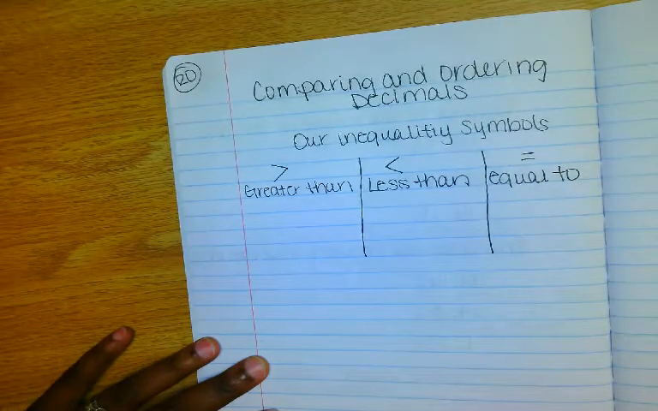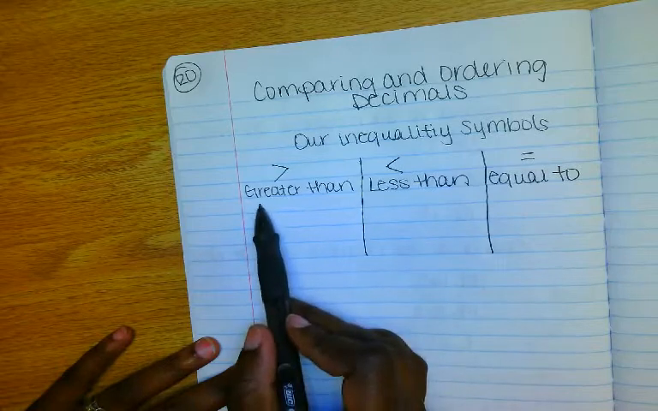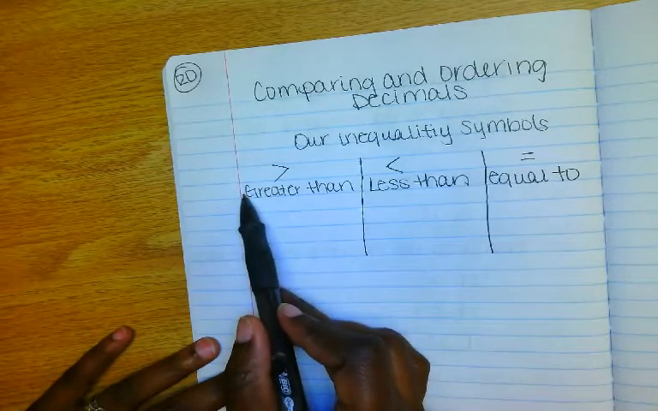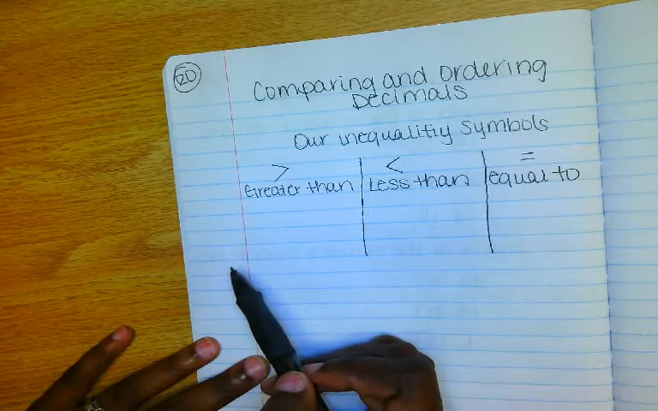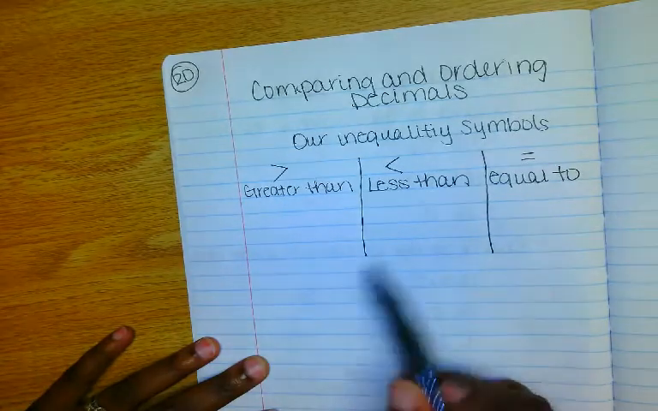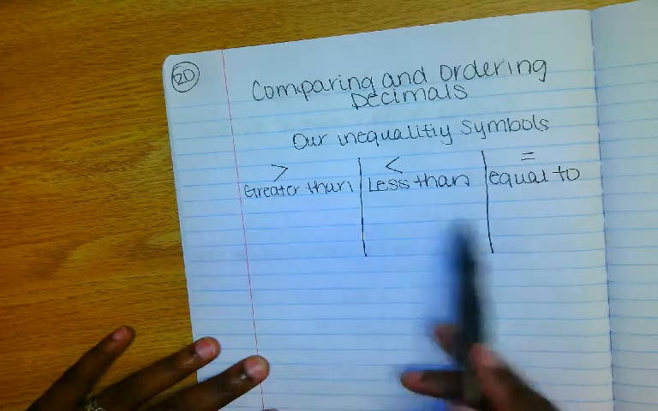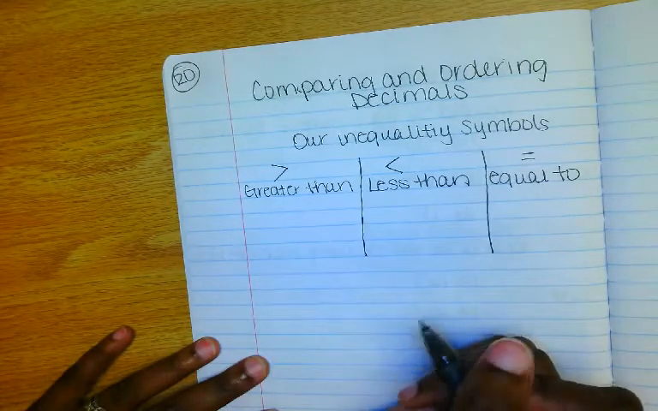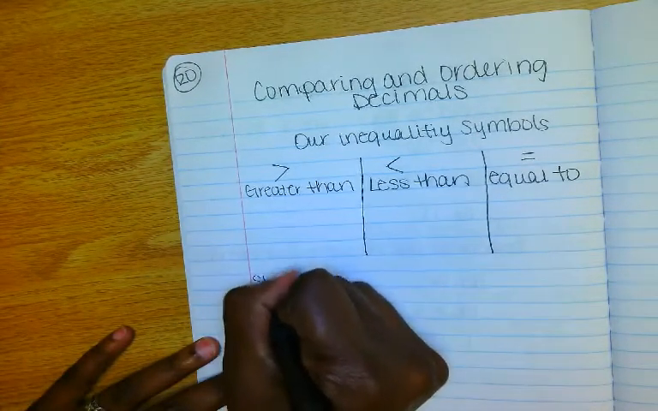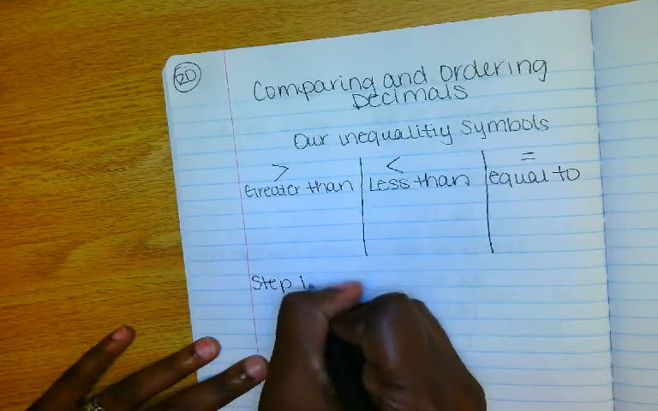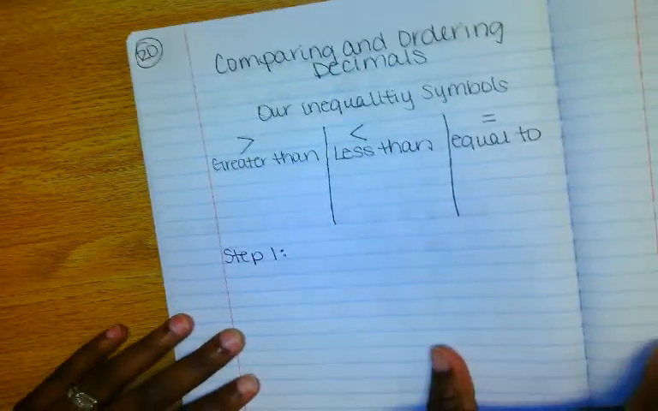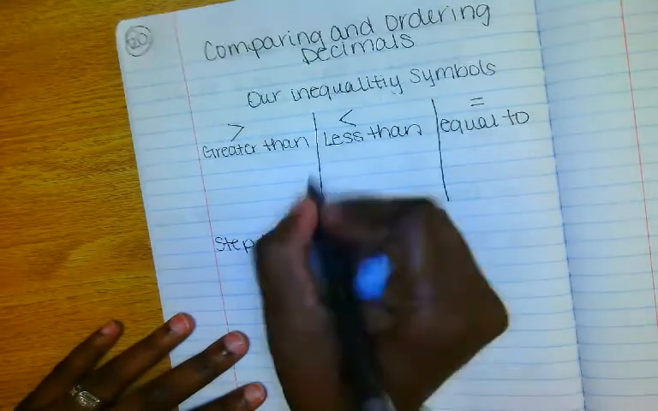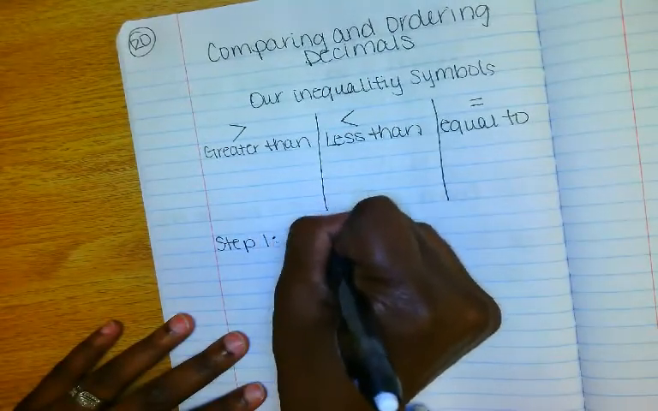Now I want you to take a moment and think about other words that mean greater than, like more than, taller, bigger. Think of some, and then when you come back to class, we're going to fill the rest of this in. So now we're going to move on to actually comparing. Our first step is to line up the decimals.